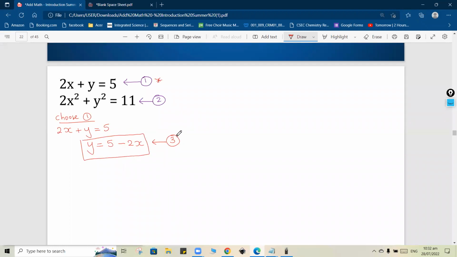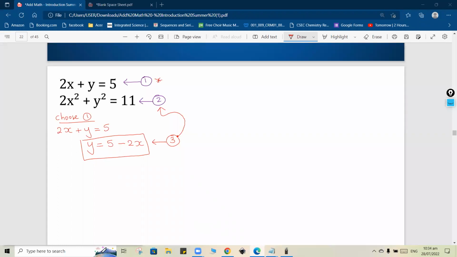Just to give you this last push forward. You're going to put equation 3 into the one you did not use as yet, which is equation 2. So when you go to equation 2, wherever you see the letter y, throw it away and put what in its place? 5 minus 2x. So take it up to there, right?